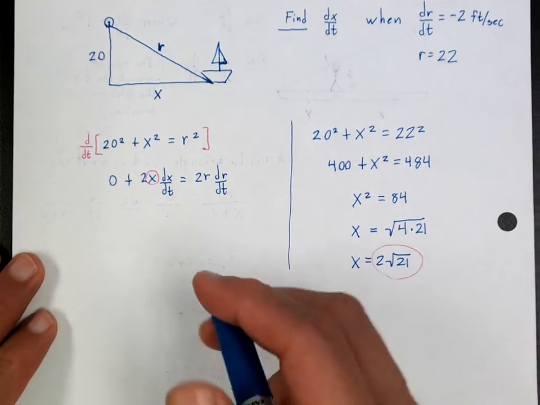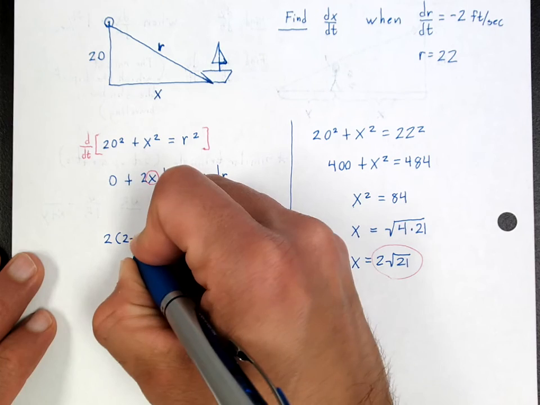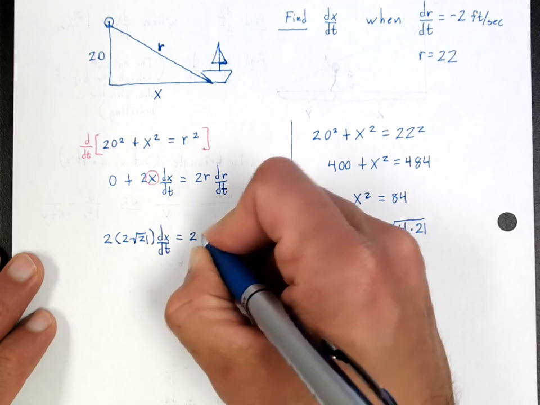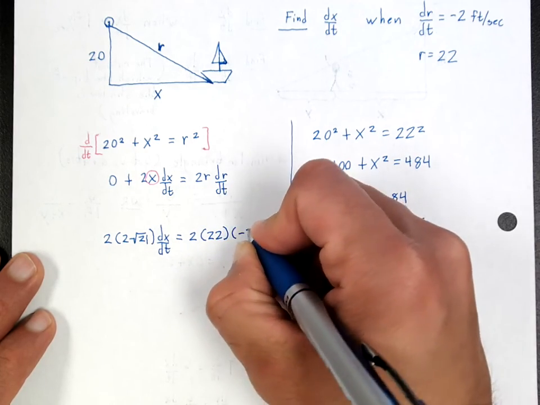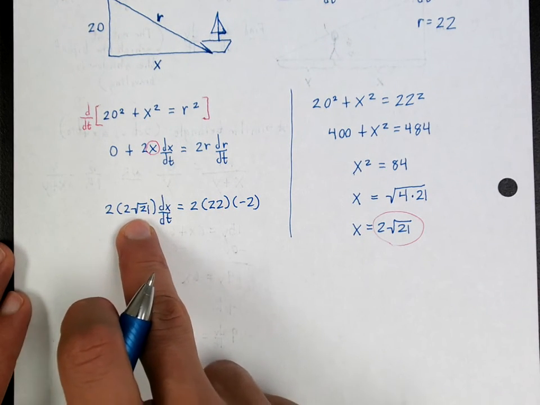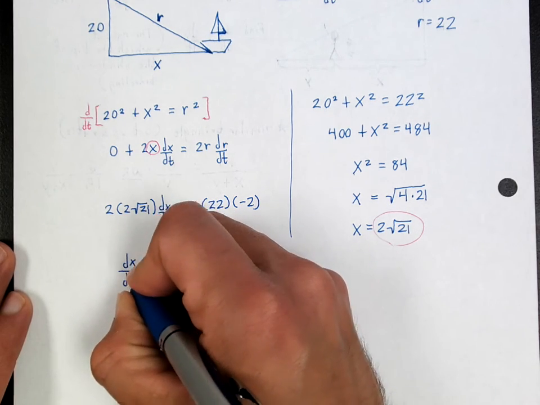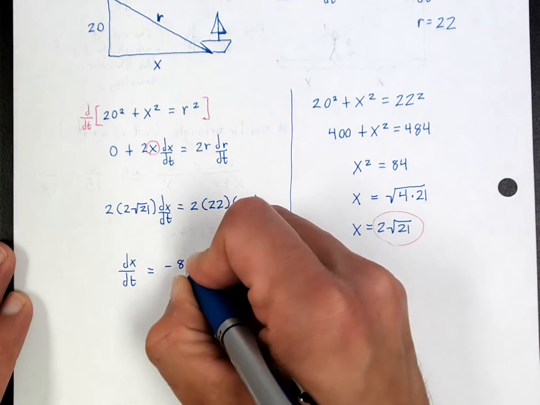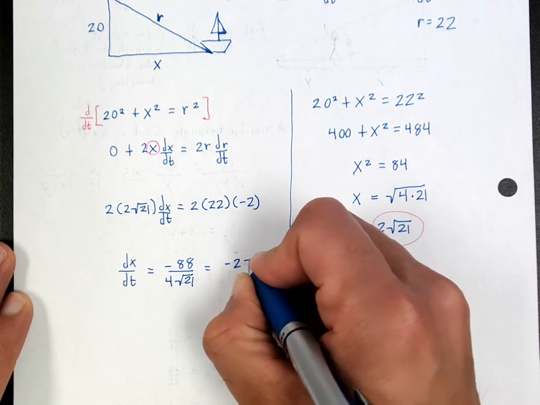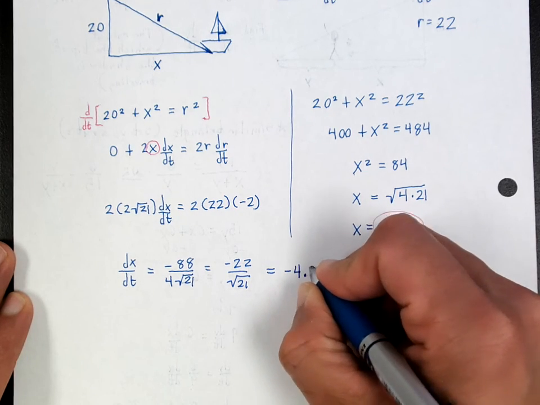Let's see. That'll be 2 times the square root of 21 dx/dt is equal to 2 times 22 times negative 2. So at that point, I'm just plugging everything in and solving for it. Now when I multiply that, I'm going to divide both sides by all of this. So dx/dt is equal to negative 88 over 4 times the square root of 21, which is the same thing as this, which if you get a calculator is the same thing as this.